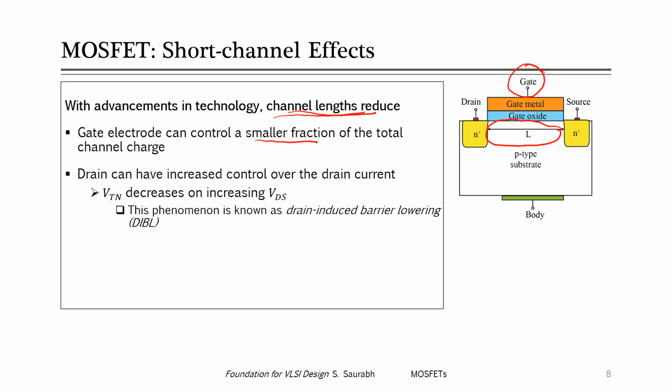One of them is the decrease in the threshold voltage by increasing VDS, right? Typically, VTN, the threshold voltage of a transistor, should be independent of the drain voltage. VDS shouldn't control the threshold voltage, meaning that the point at which the transistor starts conducting shouldn't be decided by the drain voltage. That should be a property of the MOSFET, as per the design. By increasing the VDS, the VTN is found to decrease when the channel length is reduced, right? So this is an example of a short channel effect.